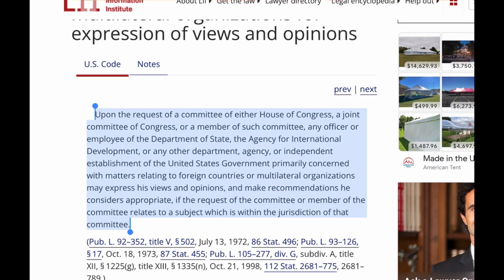may express his views and opinions, and make recommendations he considers appropriate, if the request of the committee or member of the committee relates to a subject which is within the jurisdiction of that committee.